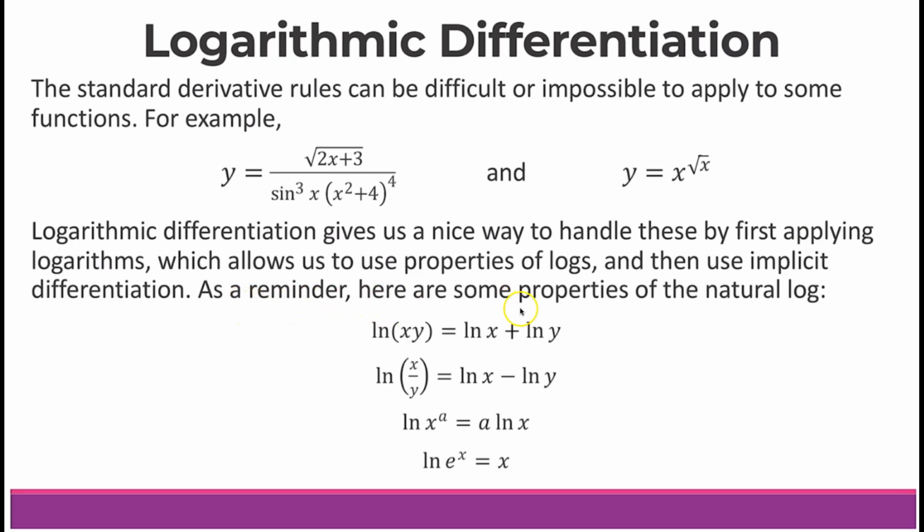As a reminder, here are some properties of specifically the natural log, which is the one we'll use during this process. So natural log of x times y is natural log x plus natural log y. Natural log of x divided by y is natural log of the numerator minus natural log of the denominator. Natural log of x to the a is equal to a times natural log of x, and then natural log of e to the x is just x.